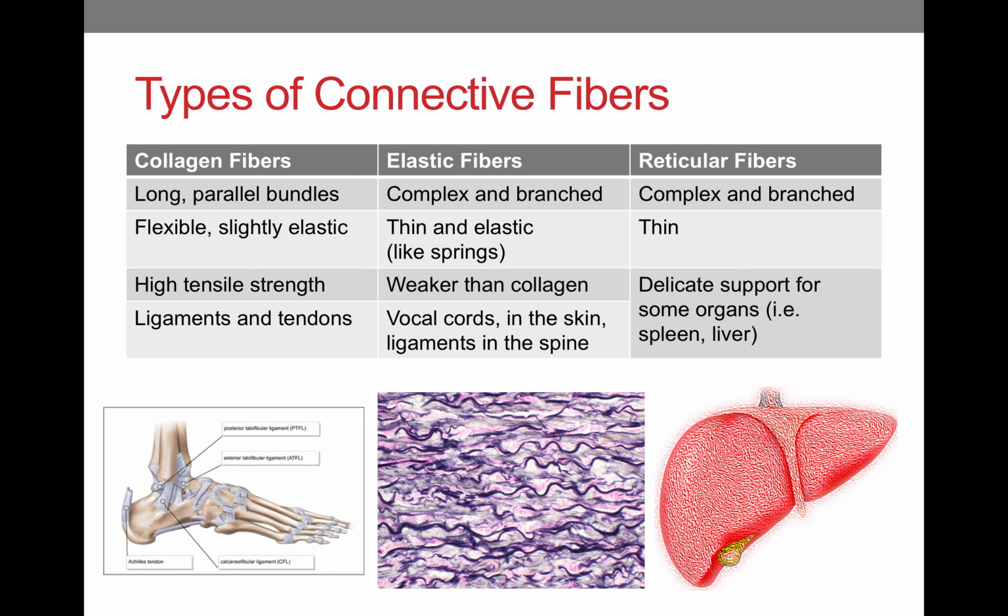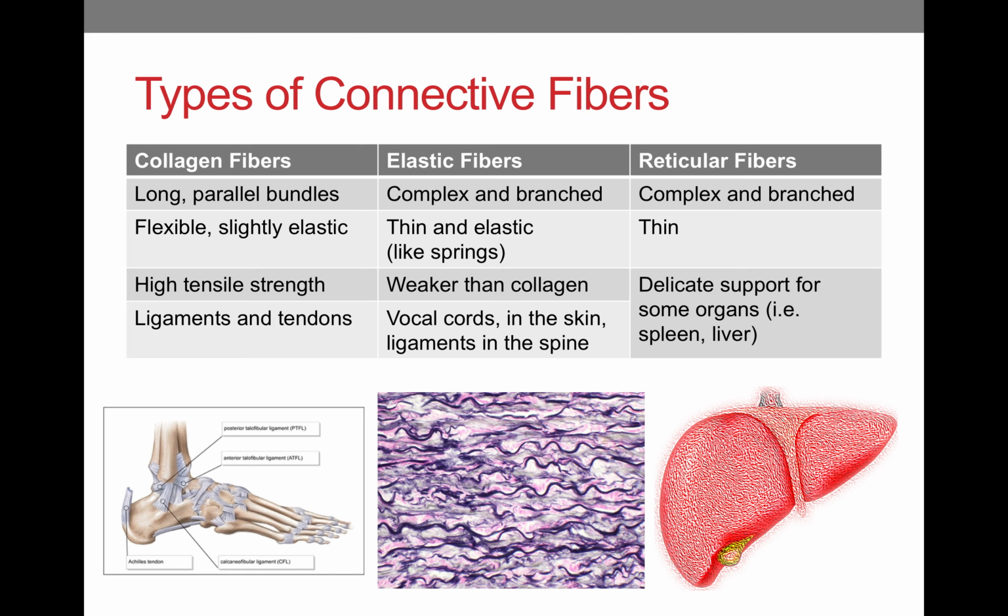Elastic fibers are complex and branched. Now, these fibers are thin and elastic like springs. They have a lot of elasticity, so they can stretch a lot and then return to normal. They're weaker than collagen, but they're mostly used for their stretchiness, and they're found in vocal cords, in the skin, and in ligaments that hold our spine in place.